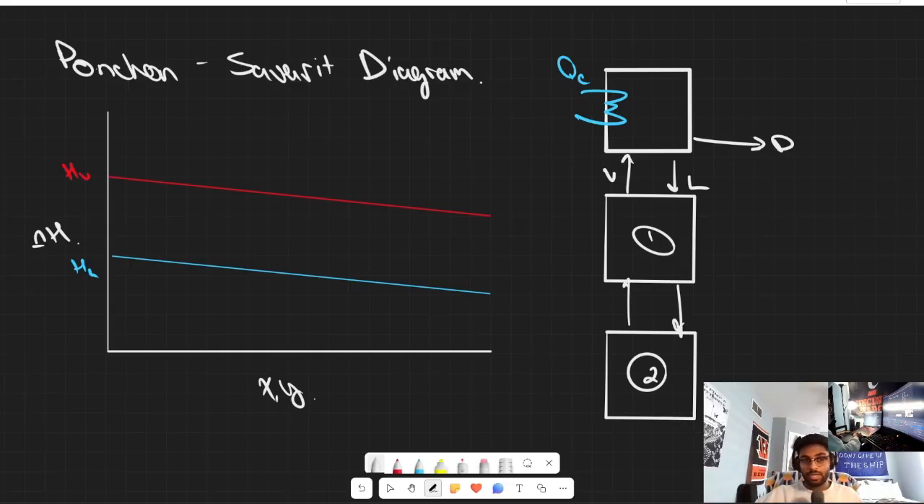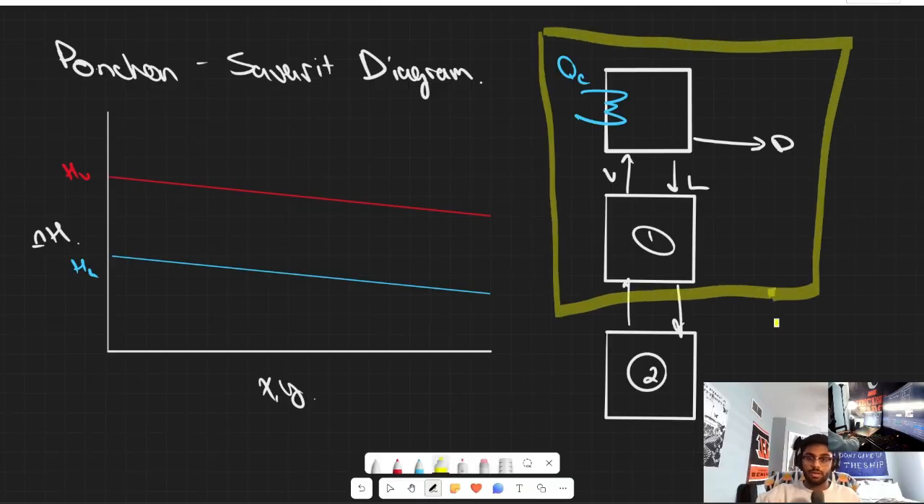The Ponchon-Savarit diagram works in a very similar way, where we're still focused on basically this basic distillation column that I kind of just drew up. We have a condenser up at the top. We have a distillate leaving that condensing stage. We have our vapor and liquid flow rates. And for right now, I've just drawn out these few stages, but really what I'm going to be focused on is kind of here.